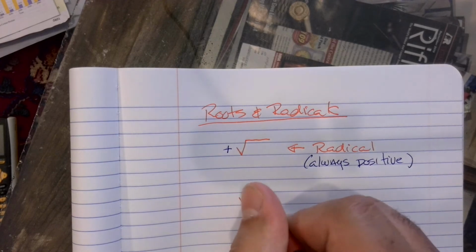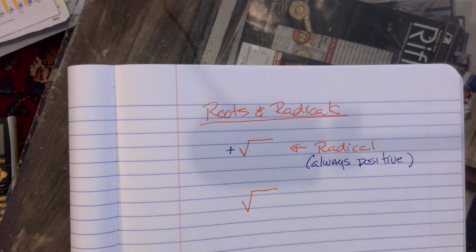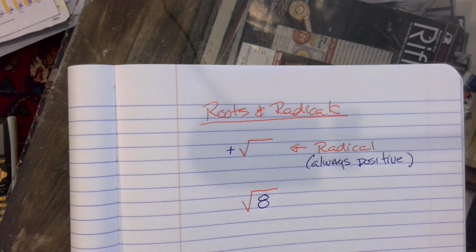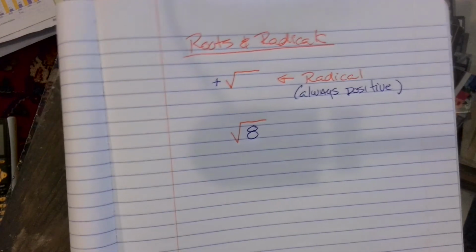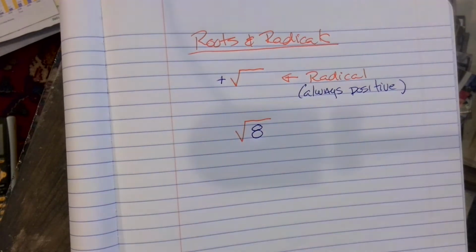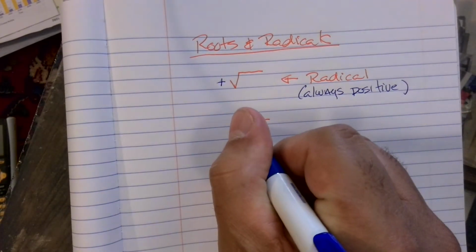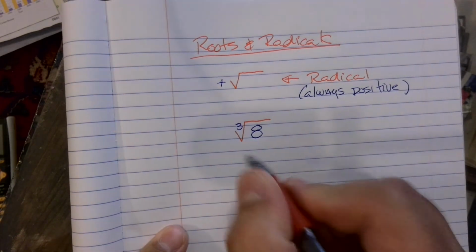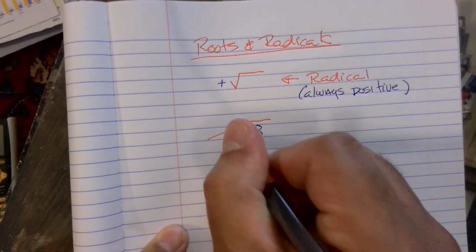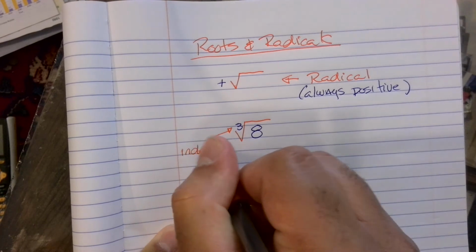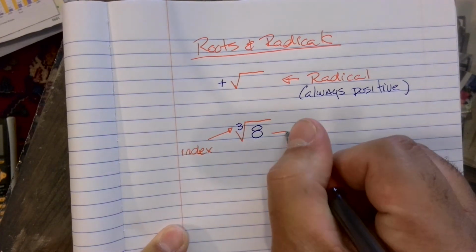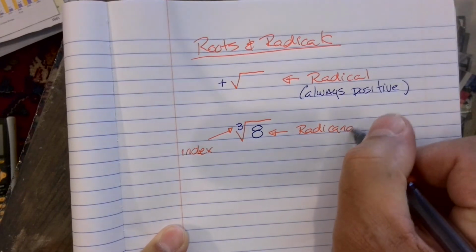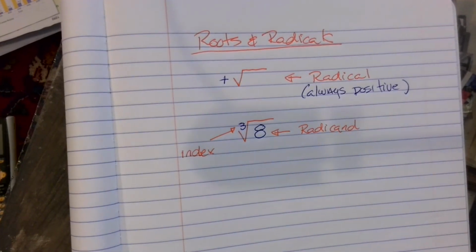We have a radical. You'll see a value under there, like 8. And you might see a value out here, like a 3. This is called the index, and what's underneath the radical is called the radicand. That's your radicand.